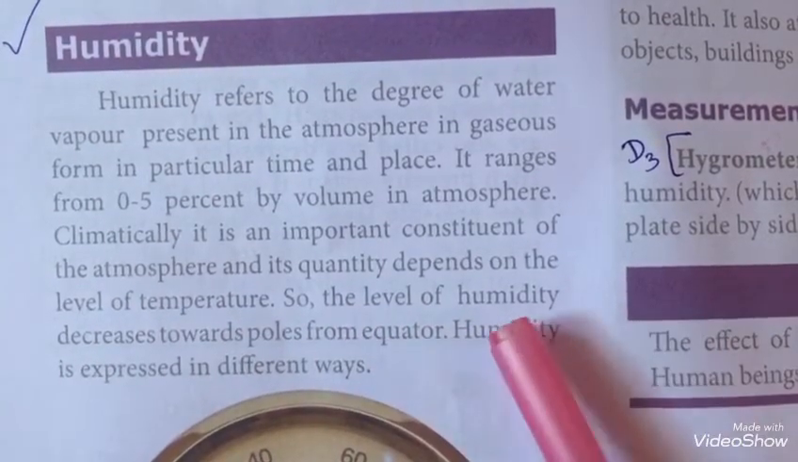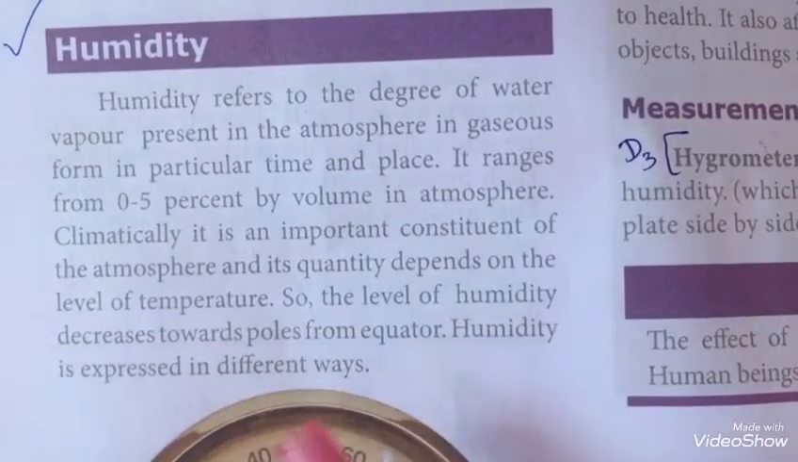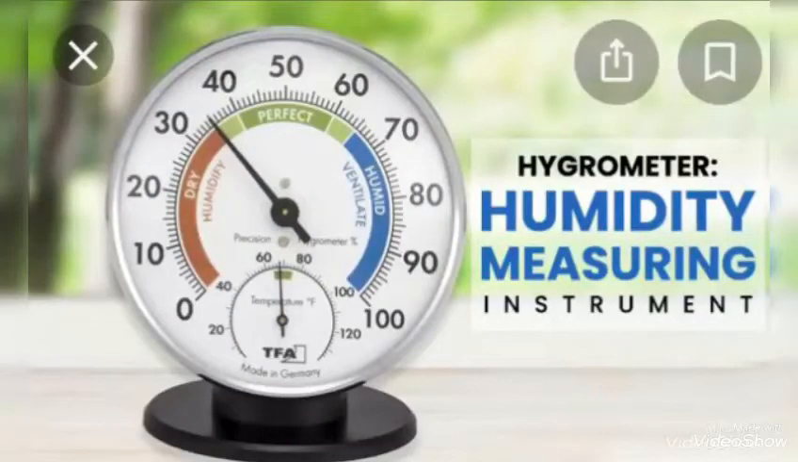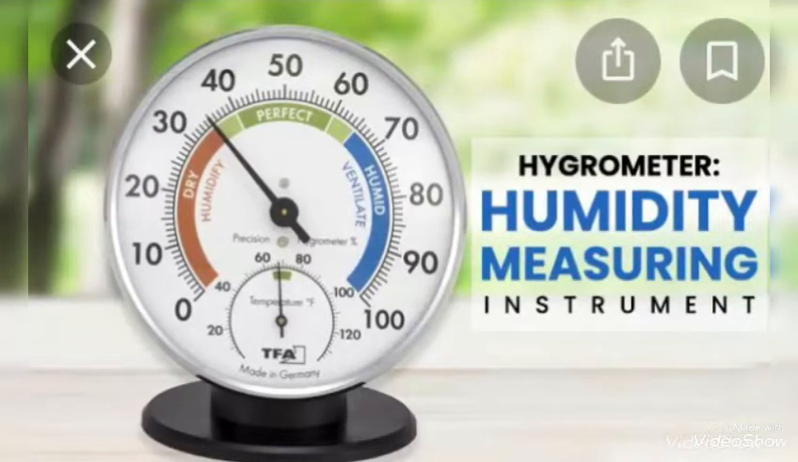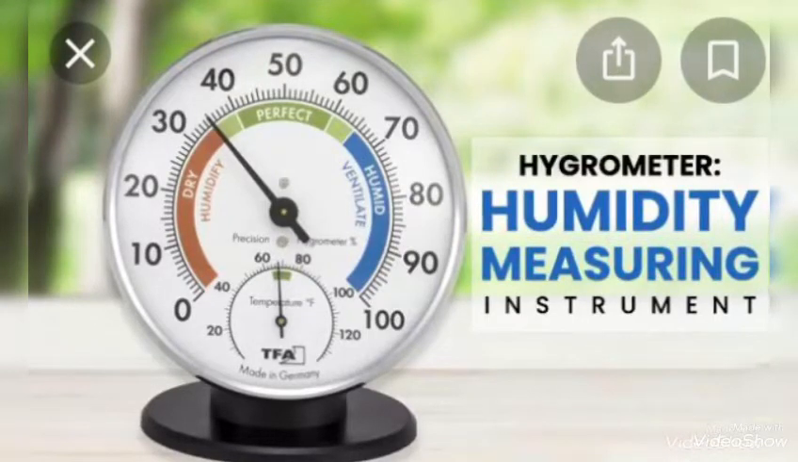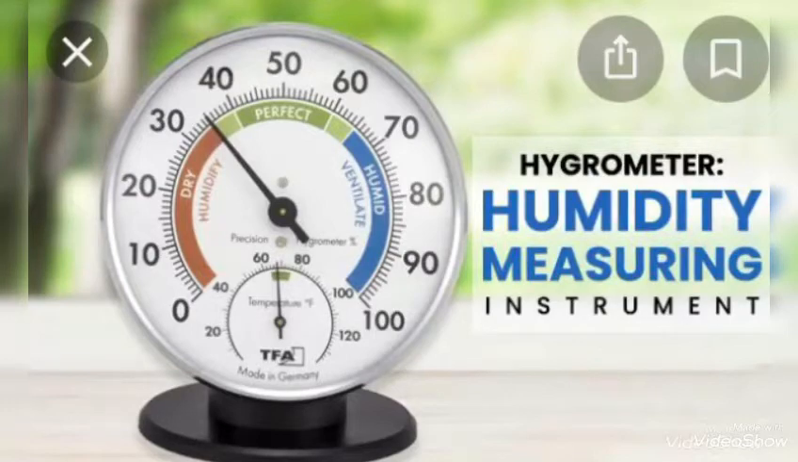The level of humidity decreases from the equator towards the poles. Humidity is expressed in different ways. The measure of water vapor which is present in the atmosphere at a particular place and time is called humidity. The humidity ranges from 0 to 5%, and the level of humidity decreases towards the poles from the equator. From the equator it will be high, and when it moves towards the poles it will be low.